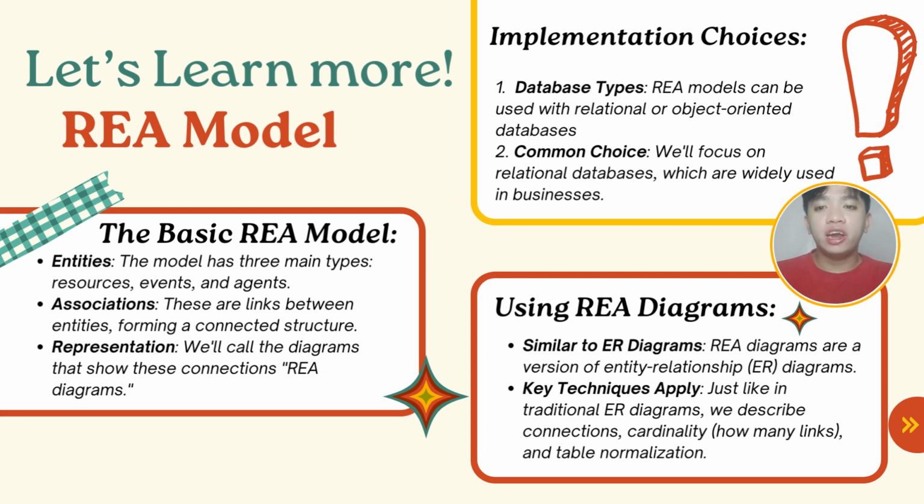Using REA diagrams, similar to ER diagrams, REA diagrams are versions of entity relationship diagrams. Key techniques apply. Just like traditional ER diagrams, we describe connections, cardinality or how many links, and table normalization. To simplify, the REA model simplifies how we understand an organization's key parts. It's like a map that shows resources, events, and agents and how they relate.